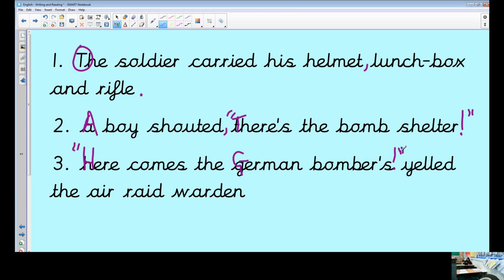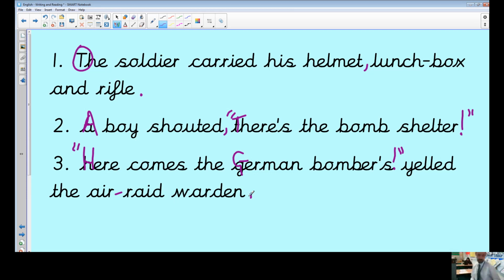This is why it's a little bit trickier, especially for you step 3s here, guys. You need to make sure that the end of that direct speech has an exclamation mark. Yelled the air raid warden. Now I'm going to put a hyphen in for air raid warden, just so that it reads a little bit better. A hyphen joins two words together, and a full stop at the end. Okay, that's your starter, Year 3.